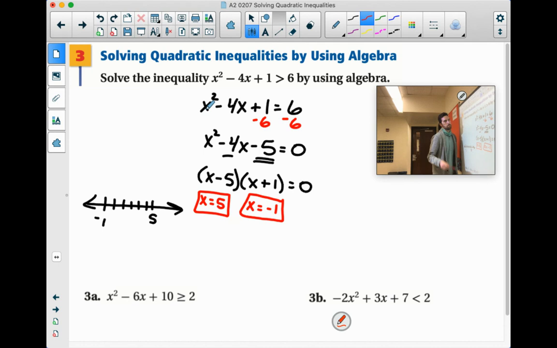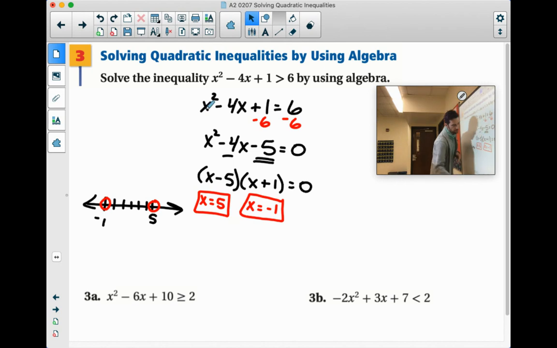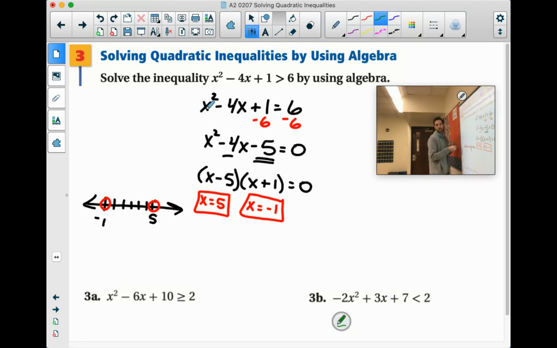A couple things. The greater than sign means they would be like open dots back in the day, because we're not going to include negative 1 or 5. But we do need to see which part of this number line is included. So we have to pick a couple test points. So let's pick a point to the left of negative 1, like negative 5 or negative 3 or anything. Anything over there is fine. You could choose negative 10.